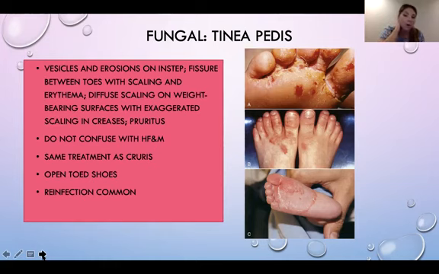This is a baby, so they're not walking, but just on somebody that is walking. So this can be easily confused with hand, foot, and mouth. We don't want to confuse that, because obviously hand, foot, and mouth doesn't need treatment. So that would be a waste of topical antifungals. We'll go over, let's see, I'm trying to think, do we go over hand, foot, and mouth?